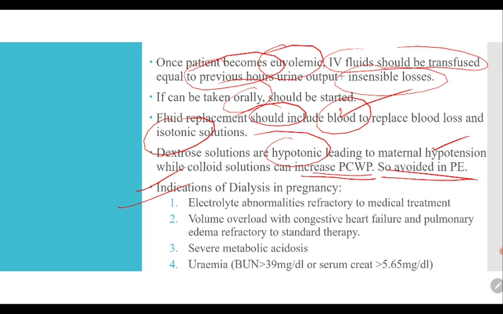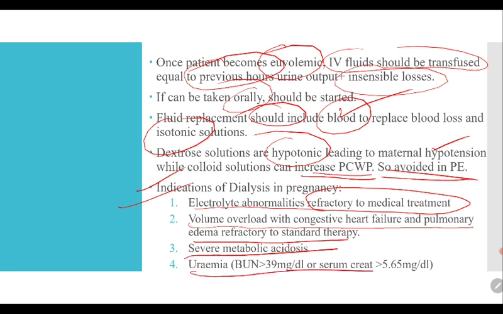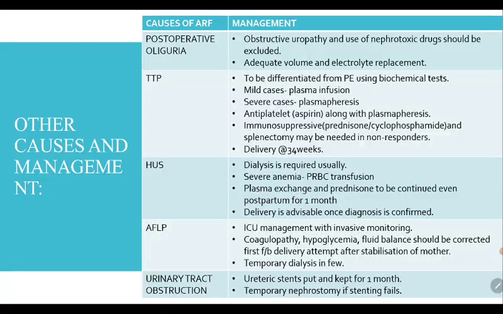Indications for dialysis in pregnancy: electrolyte abnormality refractory to medical treatment, volume overload causing congestive failure, pulmonary edema refractory to standard therapy, severe metabolic acidosis, and uremia, with blood urea nitrogen more than 30 mg per deciliter and serum creatinine more than 5.6 mg per deciliter.